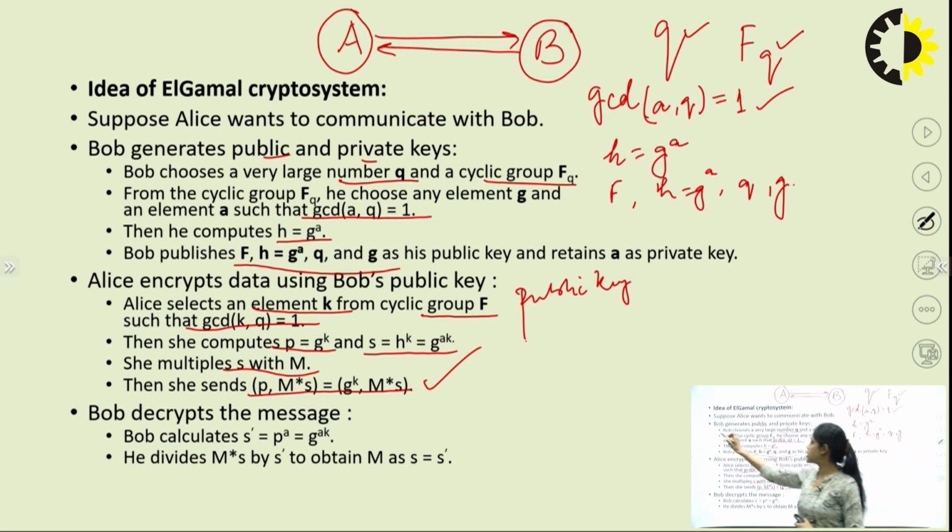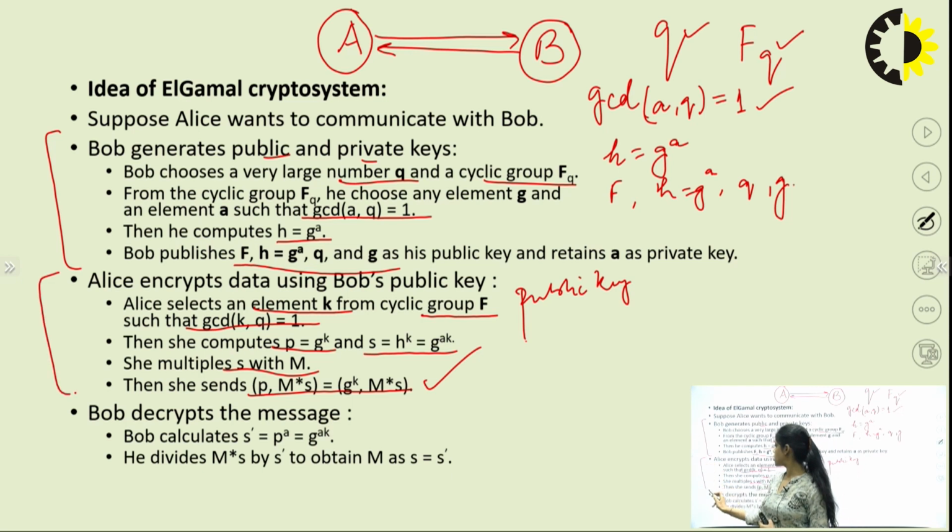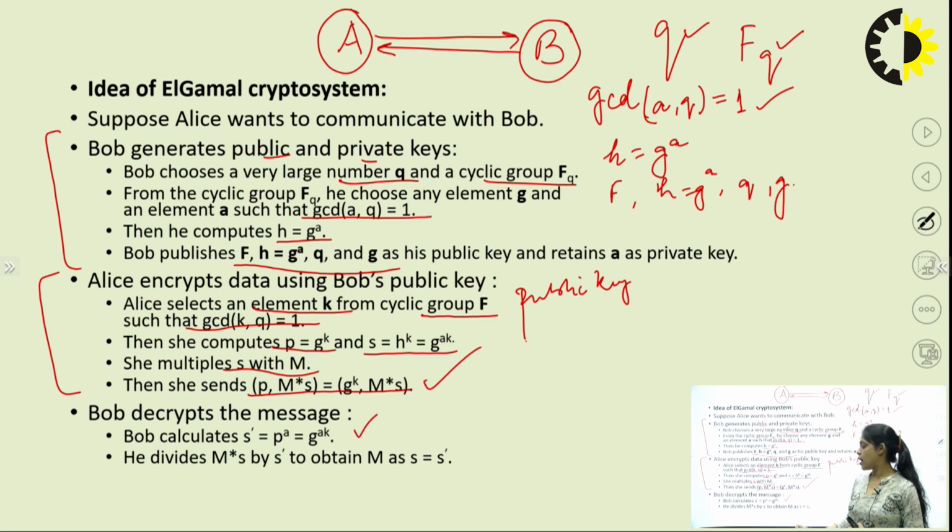This particular set of things is done by Bob. These sets of things are done by Alice. Bob decrypts the message. Bob calculates S dash equals P^A equals G^AK, and he divides this M into S by S dash to obtain M, as S is equal to S dash. So while carrying out all these things, we are able to understand the main logical idea behind the ElGamal crypto system.